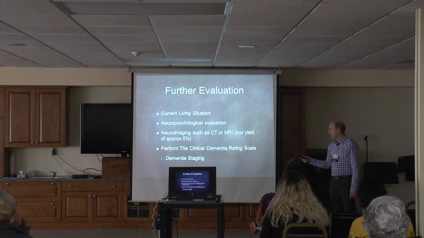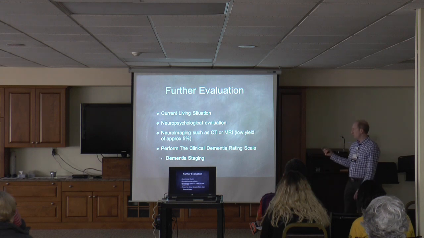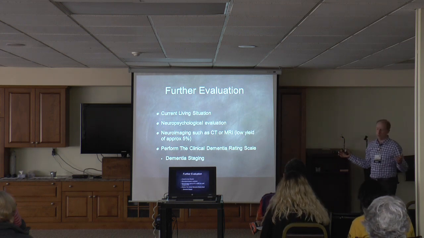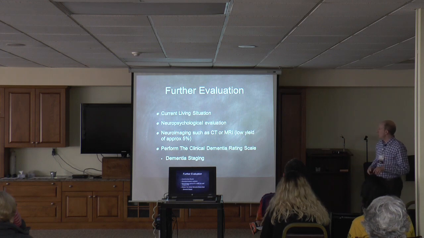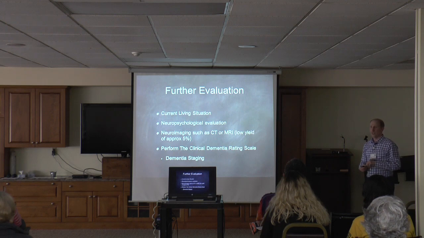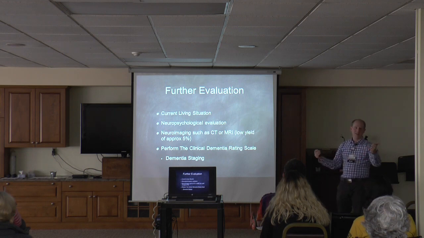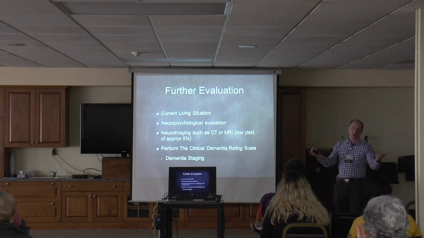Neuropsychological evaluation, if the diagnosis is not for certain. And then neuroimaging, I really don't order this too often. It depends on how it's presenting and what the overarching symptoms are. Low yield, again, less than 5% of the time do we find someone with a gumma in the brain or something like that. Many times it is helpful, though. It might differentiate someone having a vascular dementia from an Alzheimer's type dementia. But at the end of the day, I'm going to be treating someone's blood pressure and diabetes regardless.